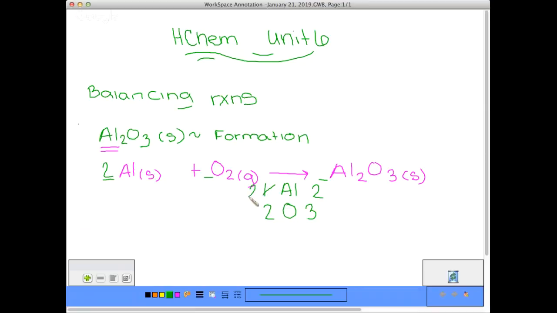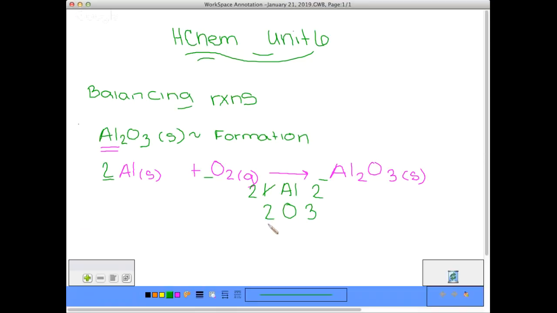So if I multiply that by 2 and I put a 2 in front of there, now my aluminums are balanced. We go on and we see that oxygen is not balanced. So we have 2 and we have 3. Now these have to be whole numbers, and the number of oxygen atoms also has to be a whole number.